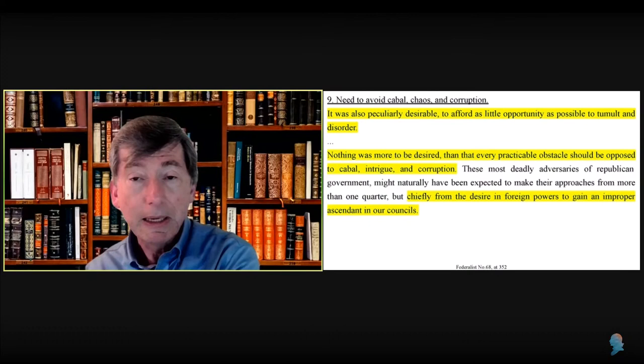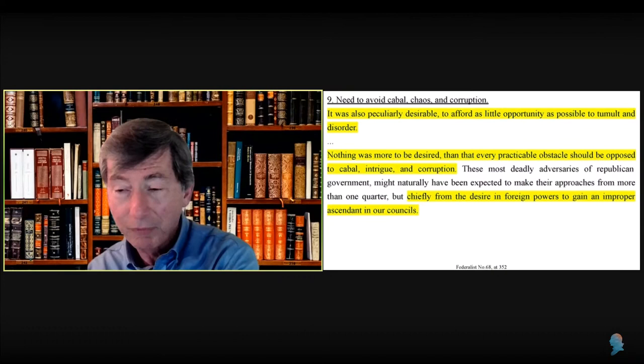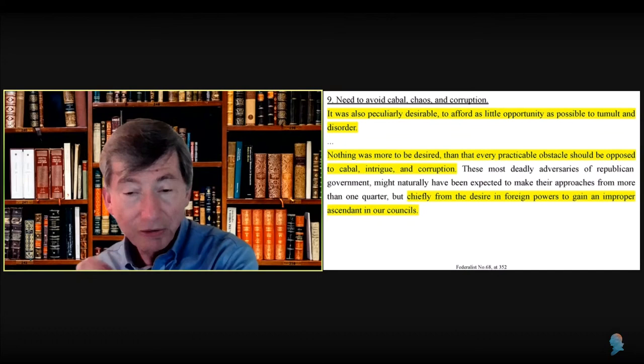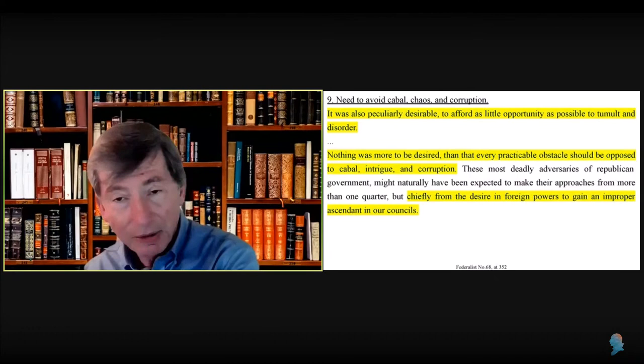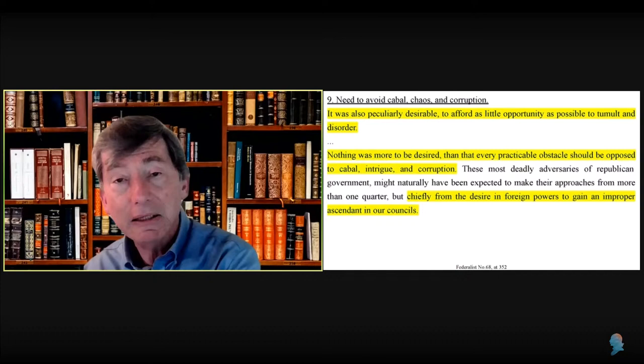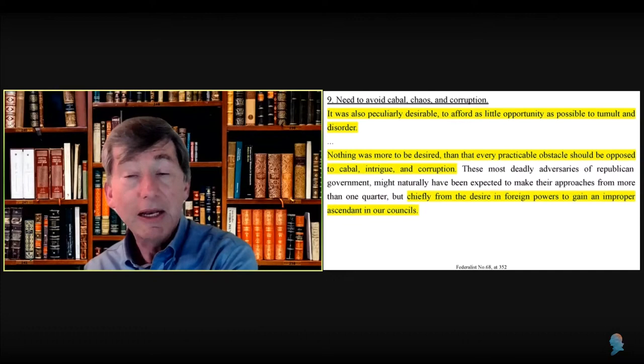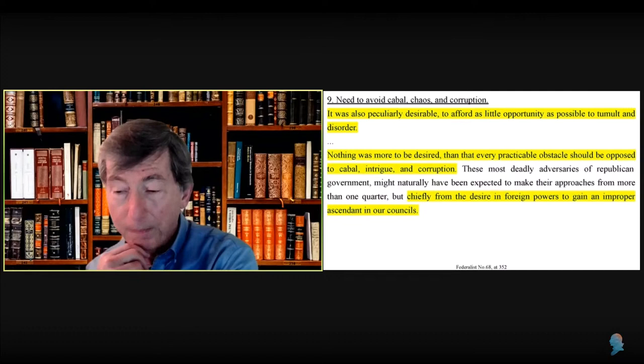Nothing was more to be desired than that every practicable obstacle should be opposed to the cabal. That is worth reminding us over and over again. The idea that three companies, some of them in part controlled by foreign elements, have gotten a hold of our elections, and you can't completely look into the machines, is an amazing development that has not been fully brought to the American people's attention. Again, this cannot be overemphasized.